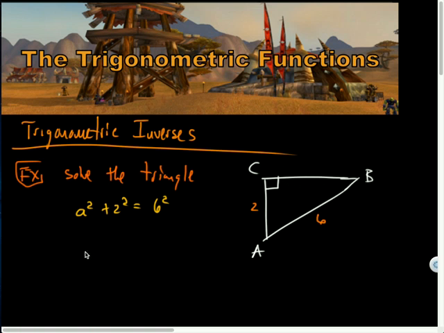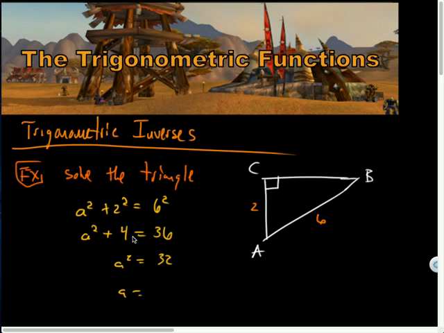2 squared is 4, and 6 squared is 36, so a squared plus 4 equals 36. Subtract the 4, and then a is the root of 36 minus 4. Why didn't I write it by changing the colors and subtracting it like you usually do?